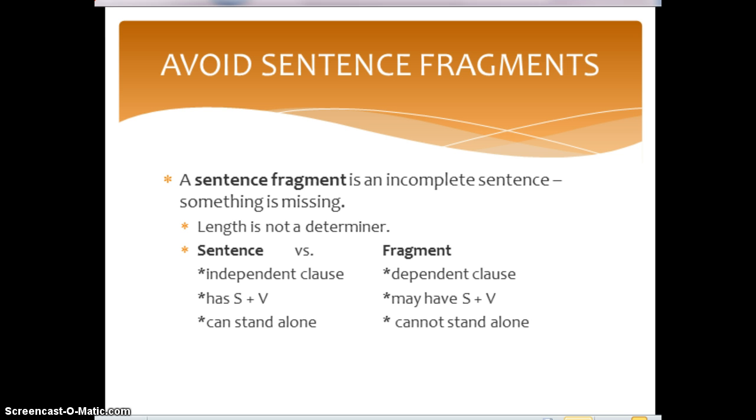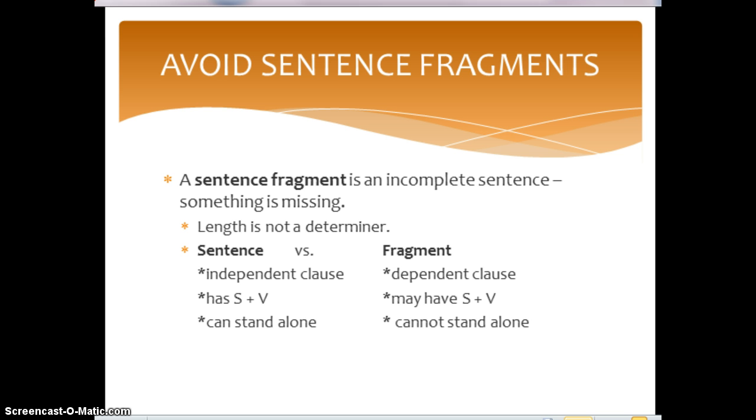There's something missing. You can read it and hopefully you ask yourself, what's wrong? This doesn't sound right. I don't know what someone's doing. I don't know where they're going. So all a sentence fragment is, it's an incomplete sentence, an incomplete thought. And the length of it is not a determiner if it's a sentence fragment or not.